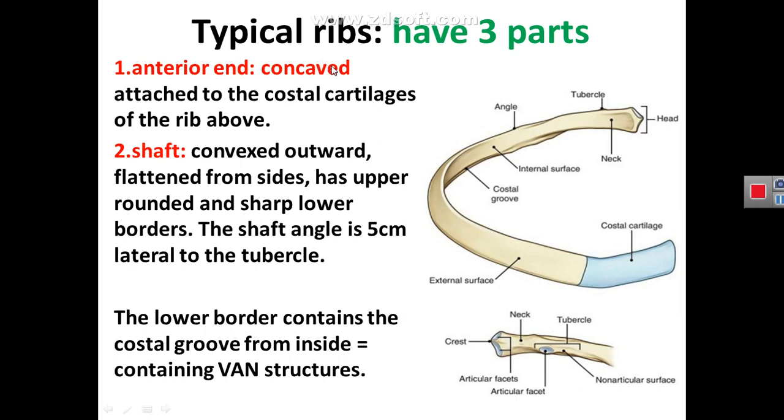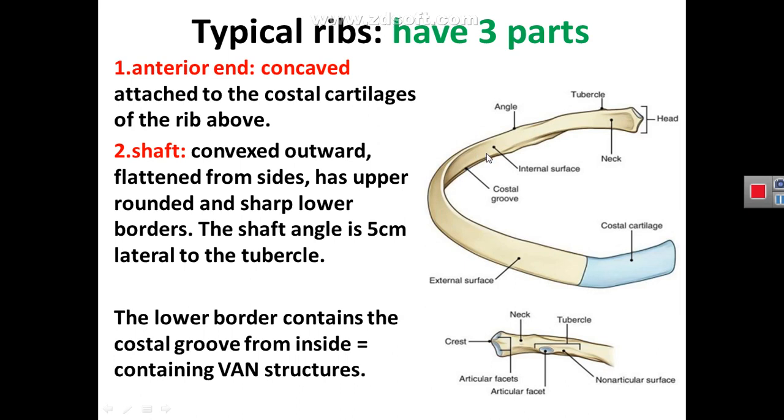Usually the typical rib from 3 to 9 has an anterior end, a shaft, and a posterior end. The anterior end of the typical rib is attached to the costal cartilage, and usually this anterior end is concave. The shaft of the rib is flattened from side to side, and thus it has an outer or lateral surface and an inner or medial surface. Also, because it is flattened from side to side, the typical rib has a rounded upper border and a sharp lower border.